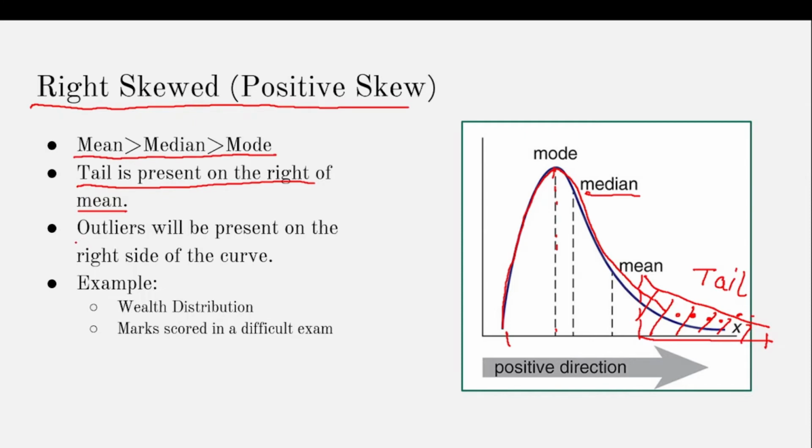As we have seen, in this case, the outliers will be present on the right side of the curve. Common examples of such distributions are the distribution of wealth and the distribution of marks scored in a difficult exam. For example, if an exam was difficult, most of the students will score marks in the lower range, while very few students will get marks in the higher range, and hence we get right skewed data.